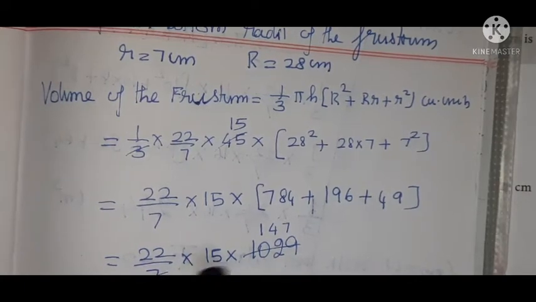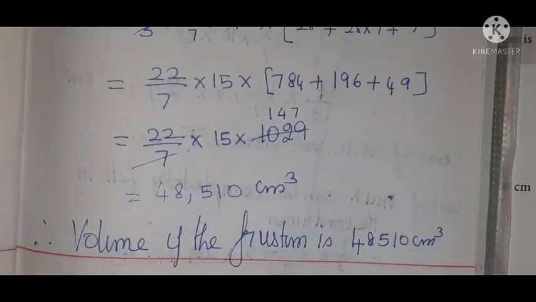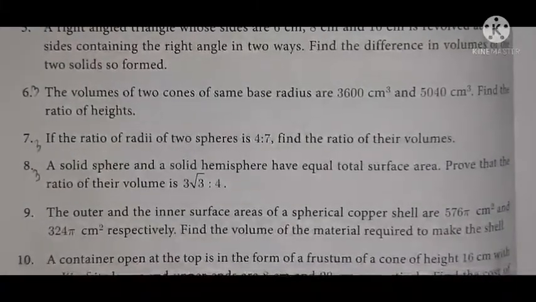1029 divided by 7, we get 147. 22 into 15 into 147, we get 48,510 centimeter cube. Therefore, volume of the frustum is 48,510 centimeter cube.